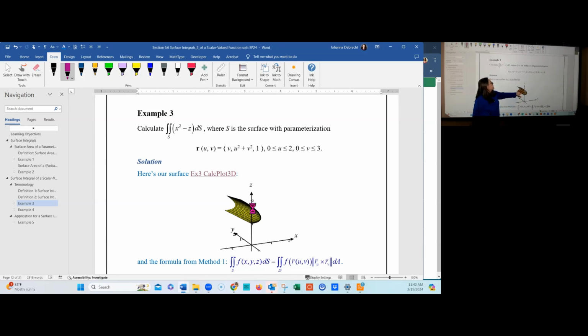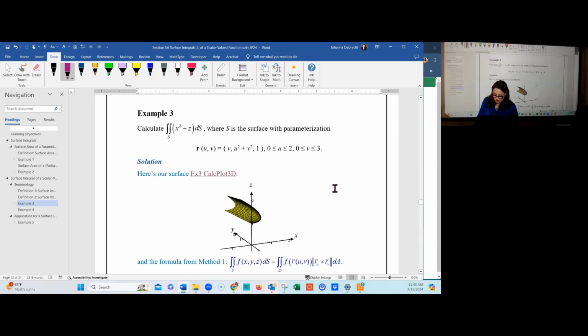So if we want to look at this shape on CalcPlot 3D, we're wanting to integrate a surface integral. Now you may be wondering, well, what is the surface integral? Well, it depends on what the function represents. If this function represents, for example, the density of the material per unit area, then when we integrate across the surface, we'll get the mass of whatever object that we have. So it depends on what your function of x, y, and z represents. In this case, my function of x, y, and z must be x squared minus z.